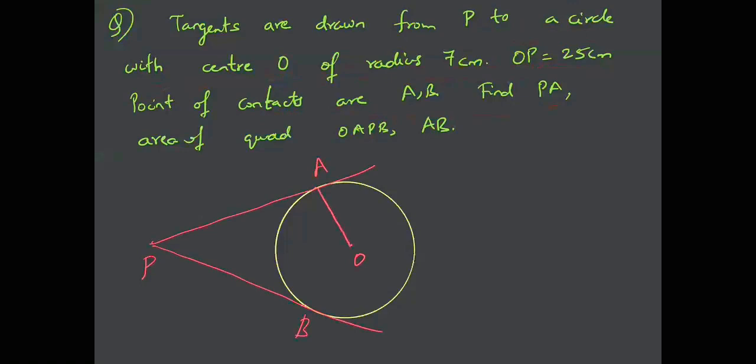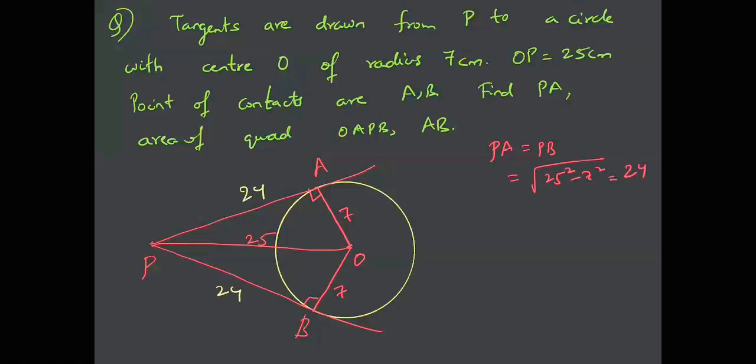So OA is perpendicular and OB is also perpendicular, and these are 7 because it is the radius. And OP is given to us as 25. So clearly PA is equal to PB is equal to square root of 25 square minus 7 square, which is 24, right? So this side length you will get as 24 from the Pythagoras theorem.